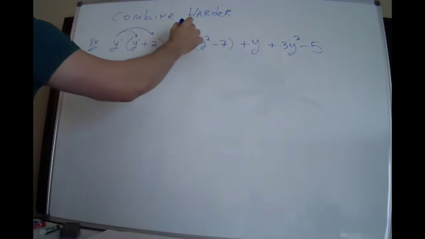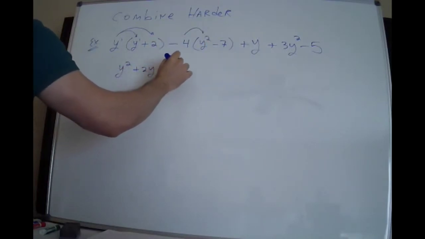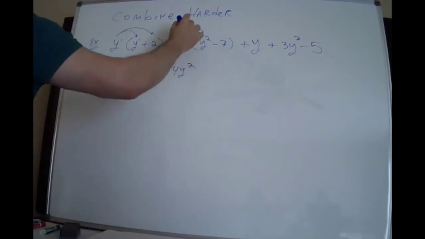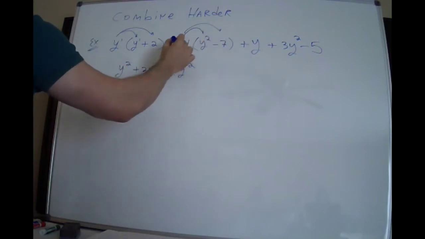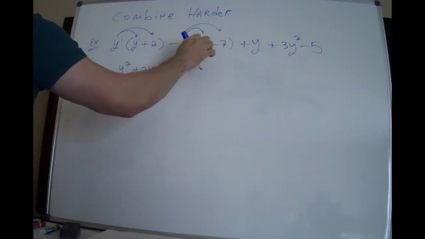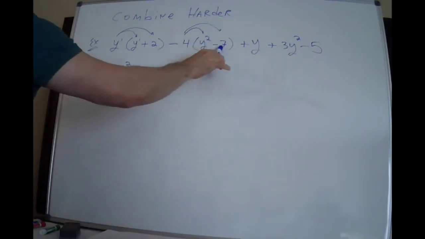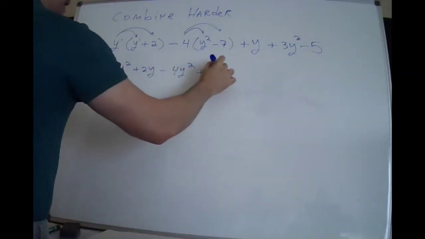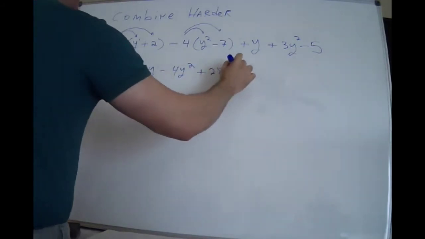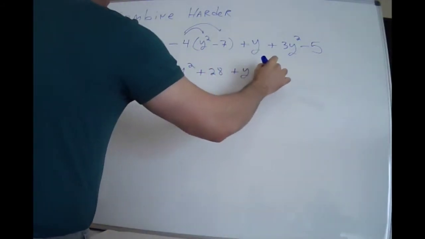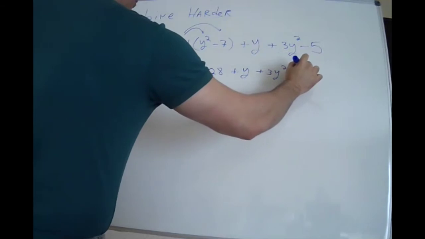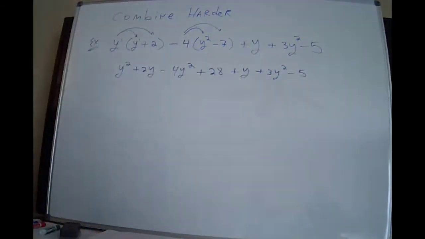like them. Now I'm going to do -4 times y squared. Then I'm going to do -4 times -7. And remember, minus times a minus is a positive because 2 wrongs make a right. 4 times 7, 28. Ooh, it's a big number. And then I have this y hanging out and waiting. I have 3y squared hanging out and waiting. And then I have a -5 hanging out and waiting.